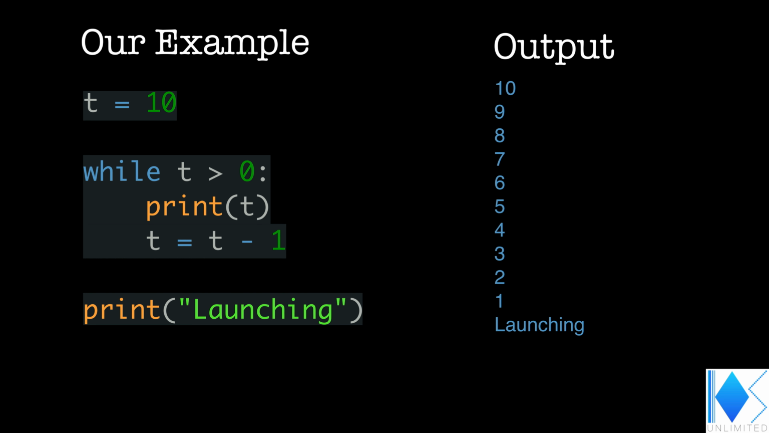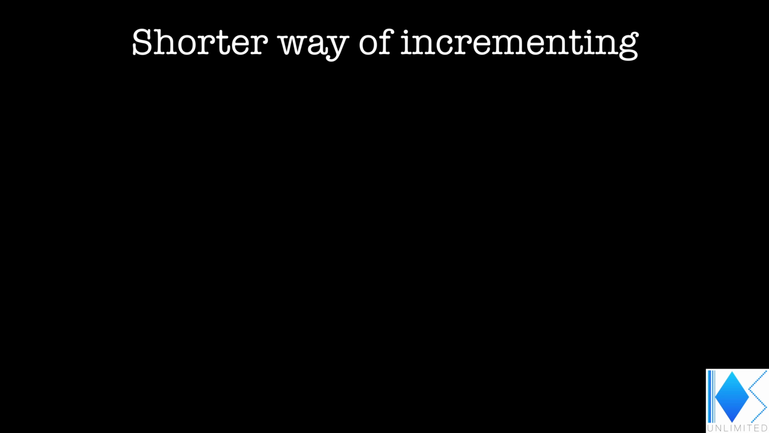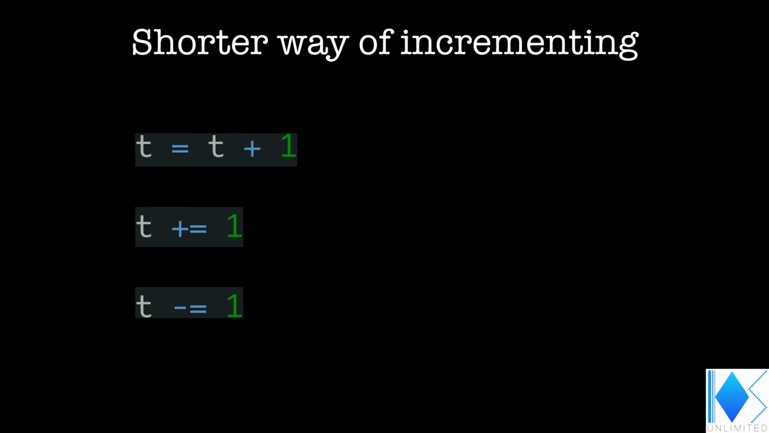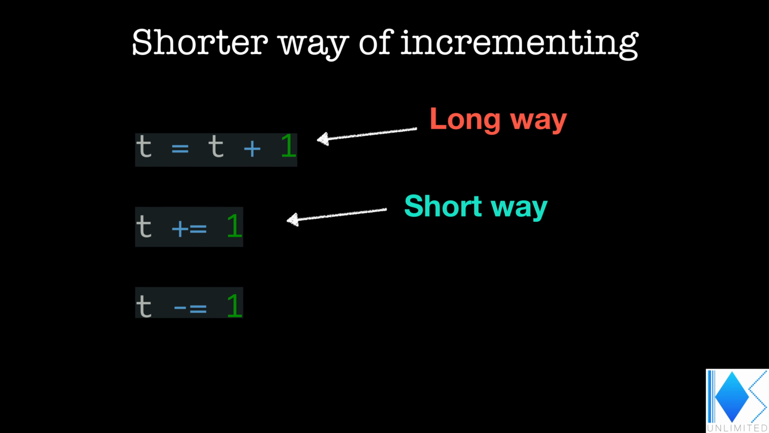In the next tutorial, we will demonstrate how to use the for loop, which is much better suited to an example like this. There is a better way of incrementing or decrementing variables in Python. The long way of incrementing is by using the variable name and setting it equal to the variable plus 1. A more elegant way is to use the plus equal sign and the amount you want to increment the variable with. You can also use this short way to decrease the value of a variable.